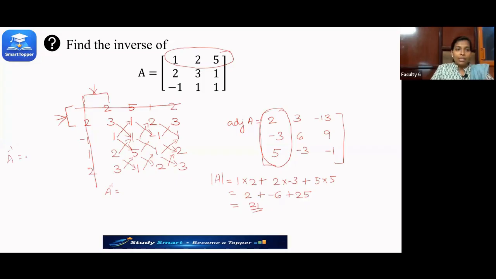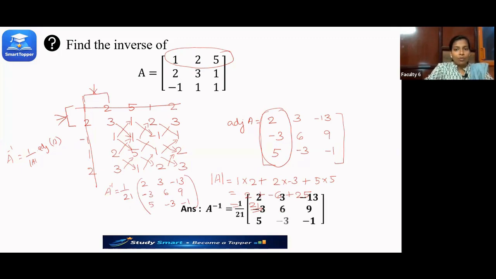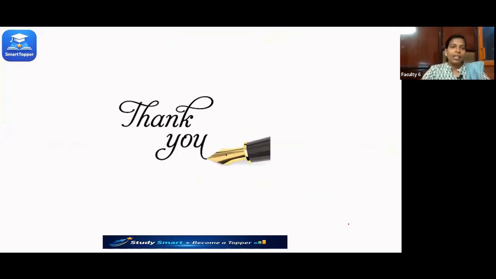What is A inverse? A inverse is equal to 1 by determinant of A into adjoint of A, right? So 1 by 21. And what is adjoint? It is given as 2, 3, minus 13, minus 3, 6, 9, 5, minus 3, minus 1. So this is the value of A inverse. Clear? The answer is A inverse equal to 1 by 21 into 2, 3, minus 13, minus 3, 6, 9, 5, minus 3, minus 1. Okay. So in this way, you can find the inverse of matrices.